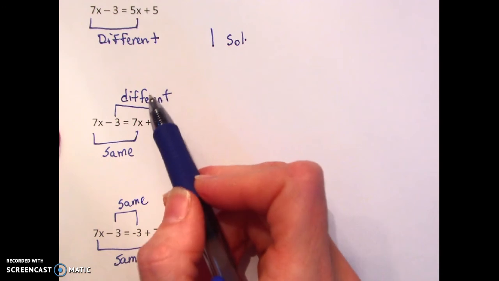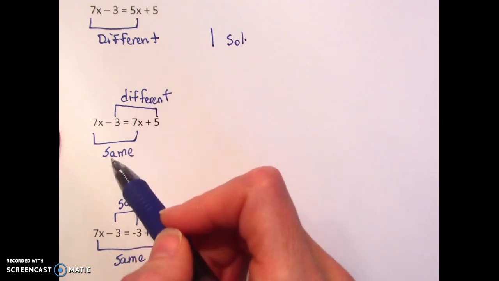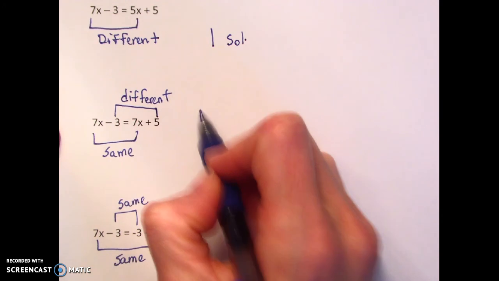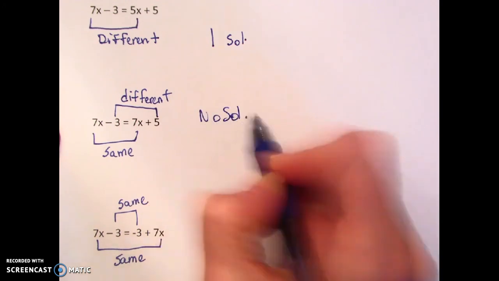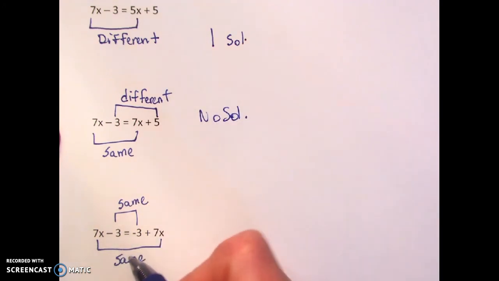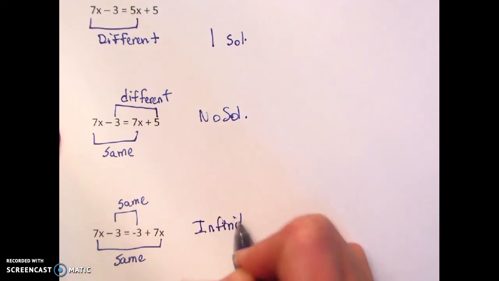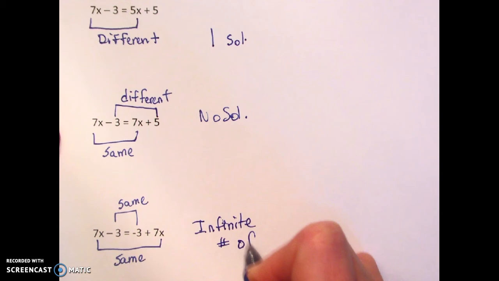So if the constant number is different but the x coefficient was the same, that means we have no solutions. If the constant is the same and the x coefficient is the same, that means we have an infinite number of solutions.